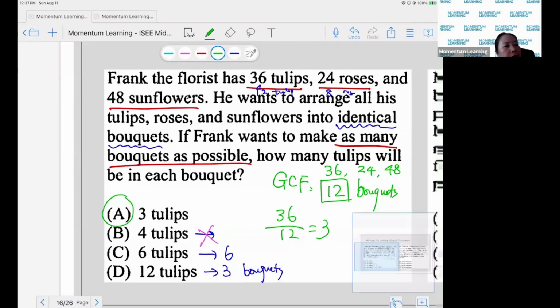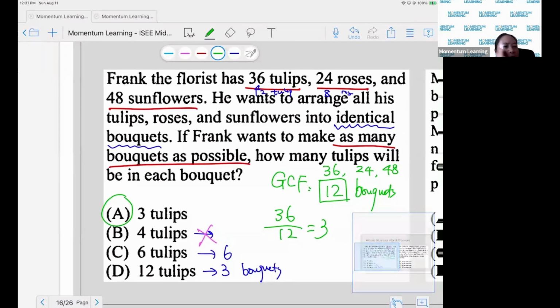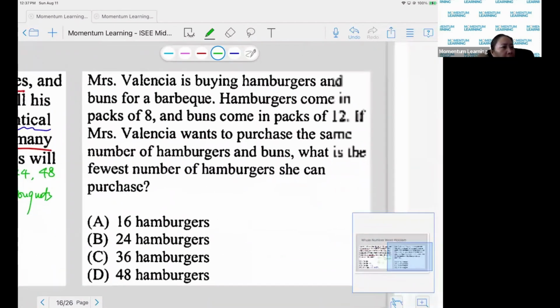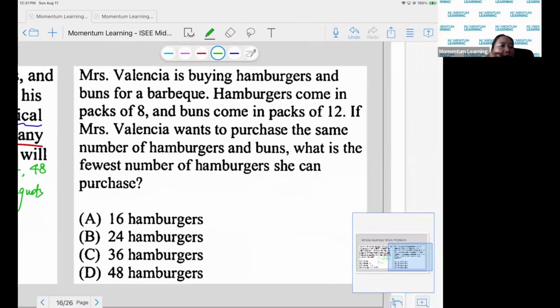So you need to learn how to translate very long sentences to what exactly you are being asked for. So this is the question on the left side. Now let's look at the one on the right side. Read carefully and translate. What do we need here?